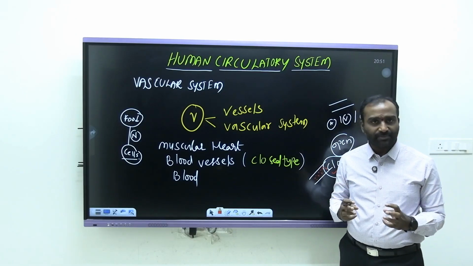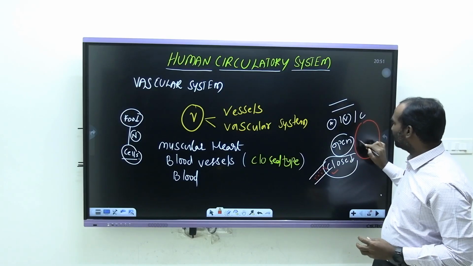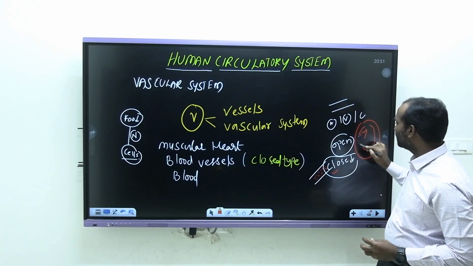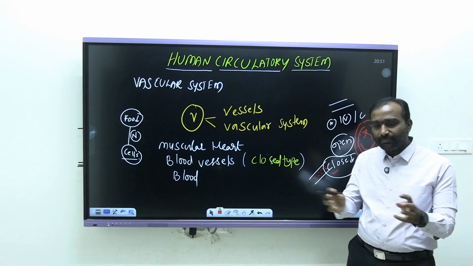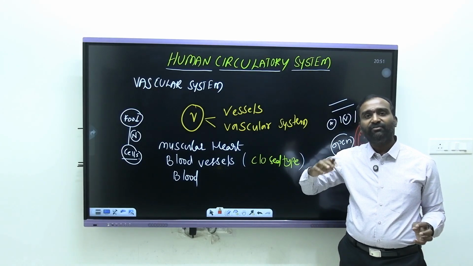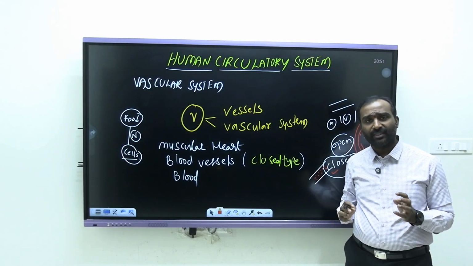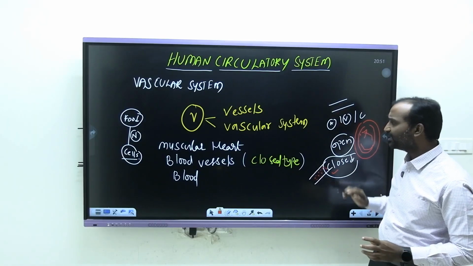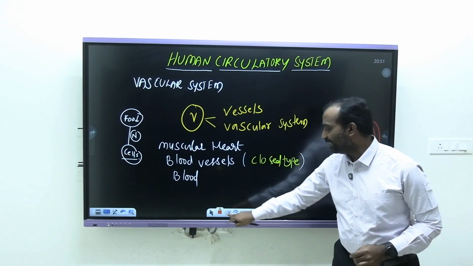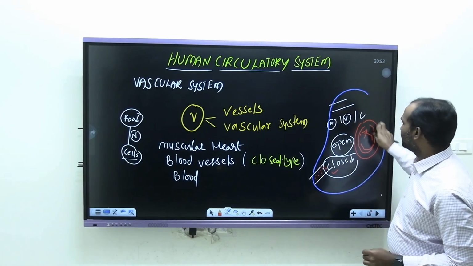Suppose the blood vessel is absent, then what happens? Simple, in the body the blood will flow in an open manner. Just as water flows on the floor, in a similar manner the blood will be flowing. Hence it is called the open type of circulatory system. I hope you have an idea. So this is the difference between open and closed type of circulatory system.